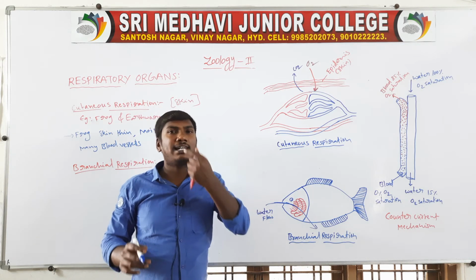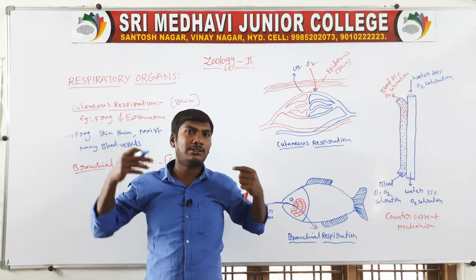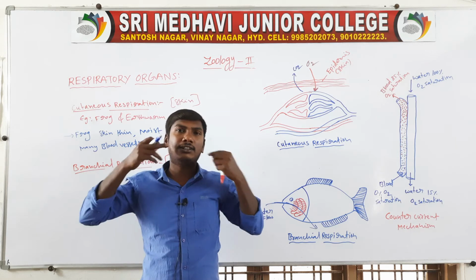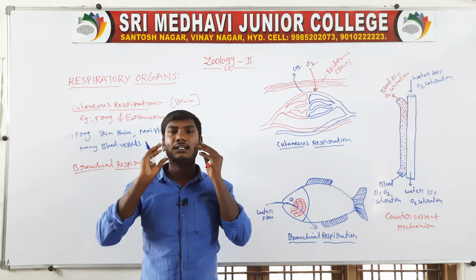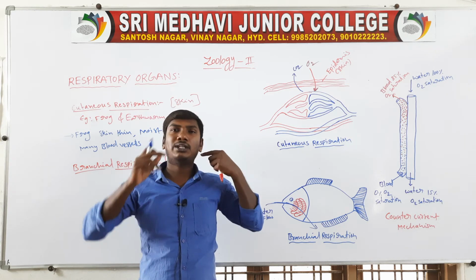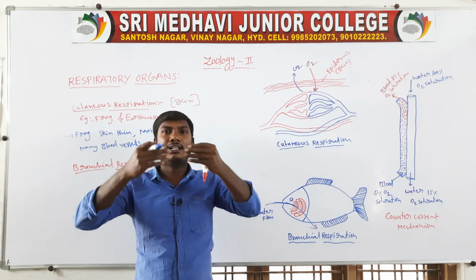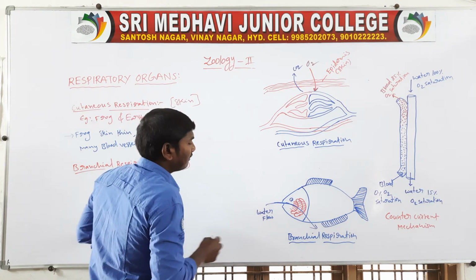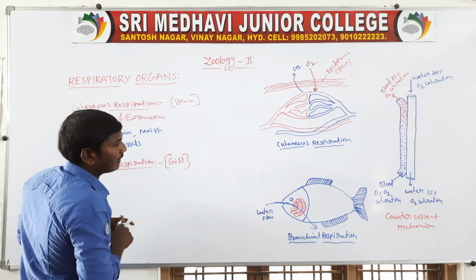So the water enters and exits. In the fish, water enters and exits through the gills. There are two gills, one on each side. The water moves to this side and this side. The water is entering. This mechanism is called the counter current mechanism.